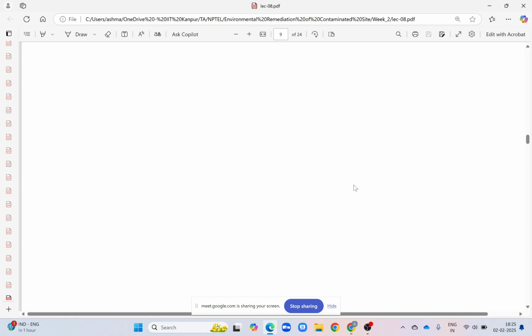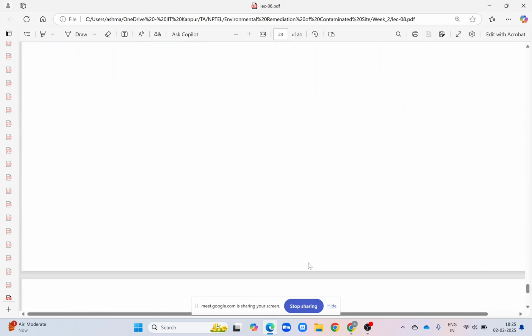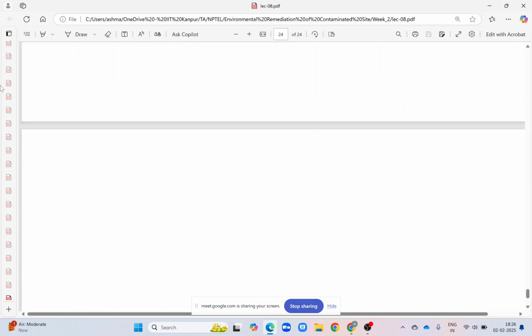So through Monte Carlo simulation, we can find out the risk due to a contaminant, and this will be a more realistic approach, because we can find out the risk for a larger population, because we are not doing any calculation by hand. We can do it in Excel, and we can finally calculate the risk due to a pollutant.